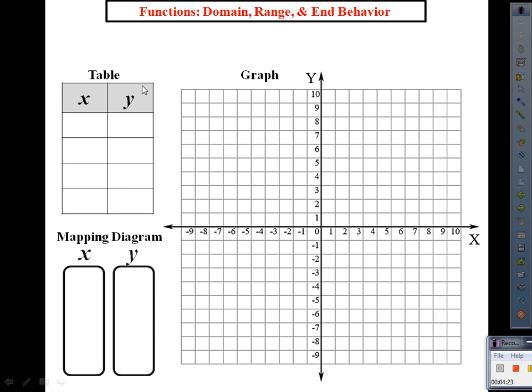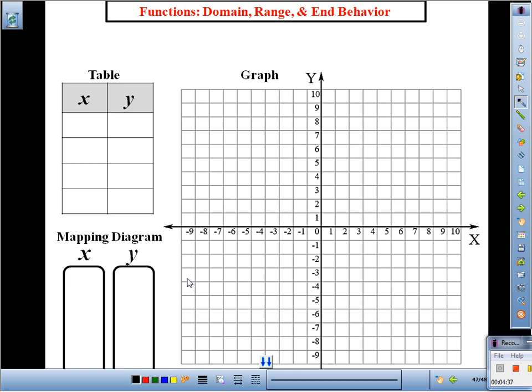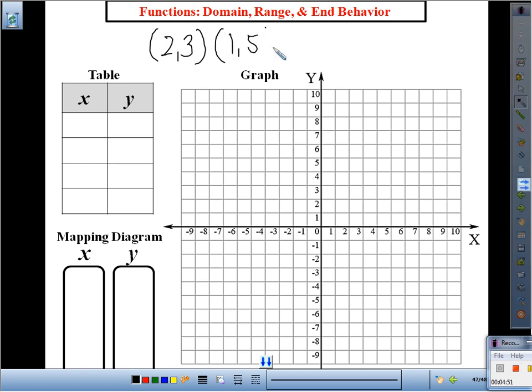So once again, relations can be represented three different ways: by a table, graph, and mapping diagram. So if I ask Steven, give me a point. 2, 3. Okay. And then I ask Fernanda for another. 1, 5. Okay. And Noah, another one. And I'm going to say -4 and 5. Okay. Question. What is this called? I just asked for different points. It's a relation. When you put together a bunch of ordered pairs, it's a relation.